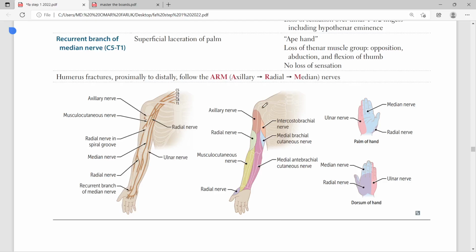This is axillary nerve, fracture of the neck of the humerus. This is radial nerve, wrist drop, mid-shaft fracture of the humerus, and median nerve is supracondylar fracture of the humerus. Ulnar nerve is fracture of the medial condyle of the humerus.